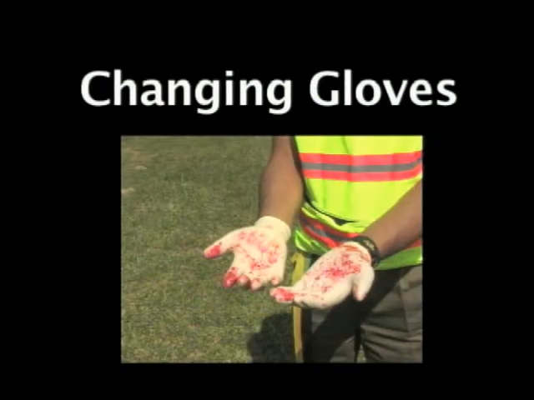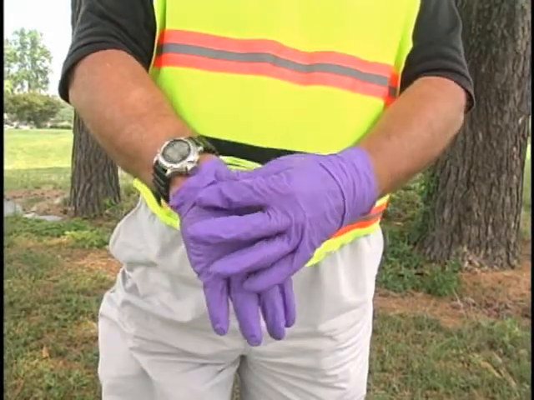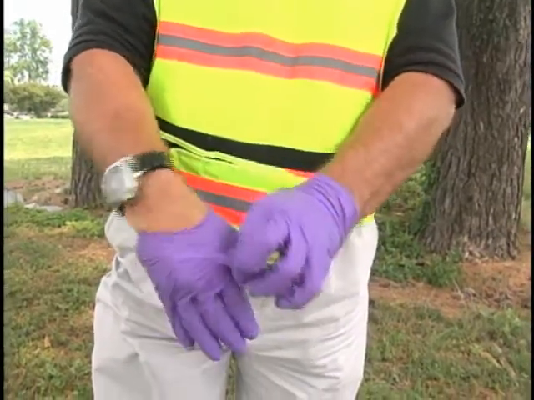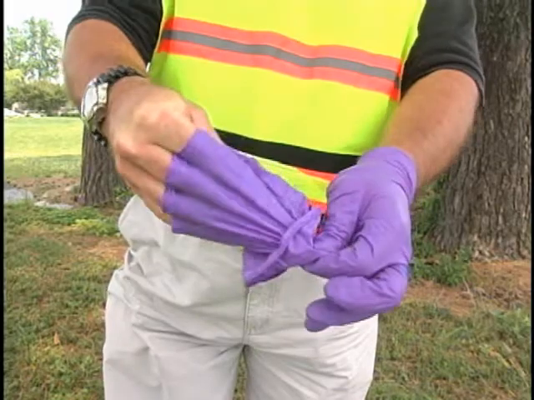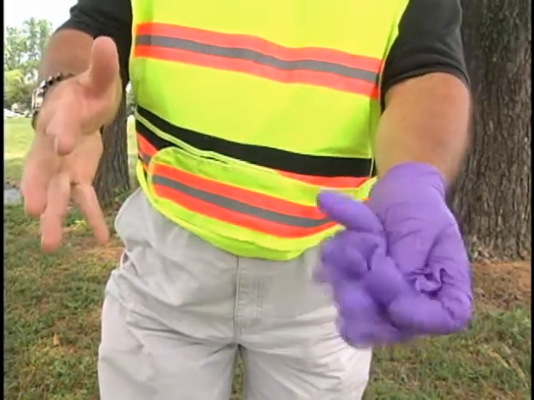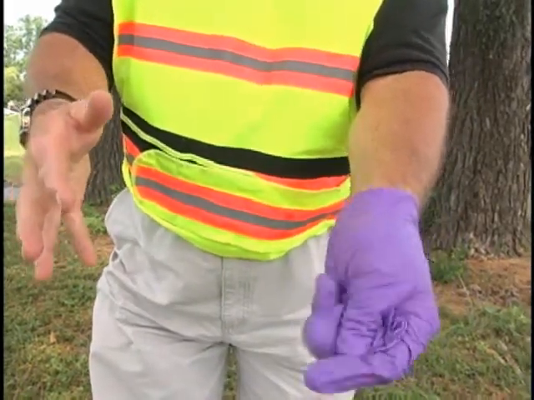If changing gloves, remember that the outside of both gloves is contaminated. You do not want to touch the outside of either glove with bare skin. To remove the first glove, pinch the outside of the glove near the top edge. Remove the glove by turning it inside out. Hold it in the second gloved hand.